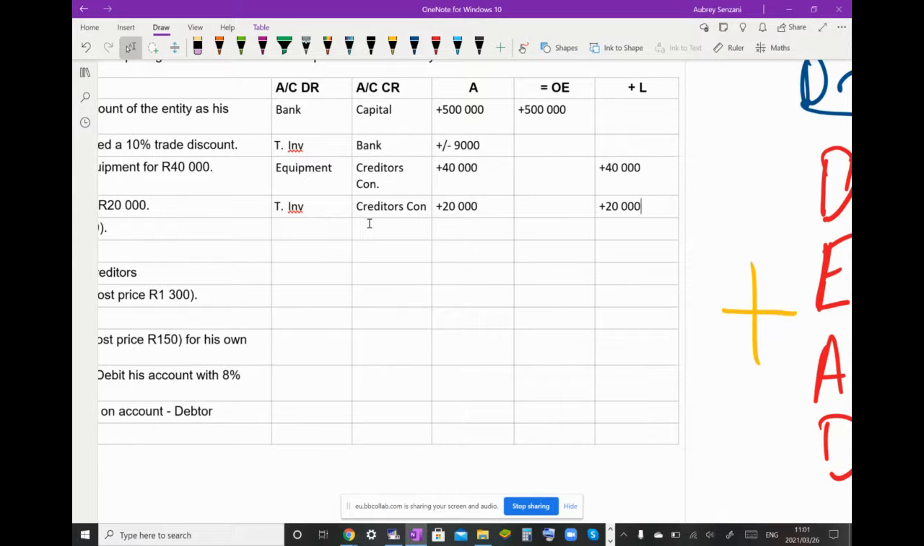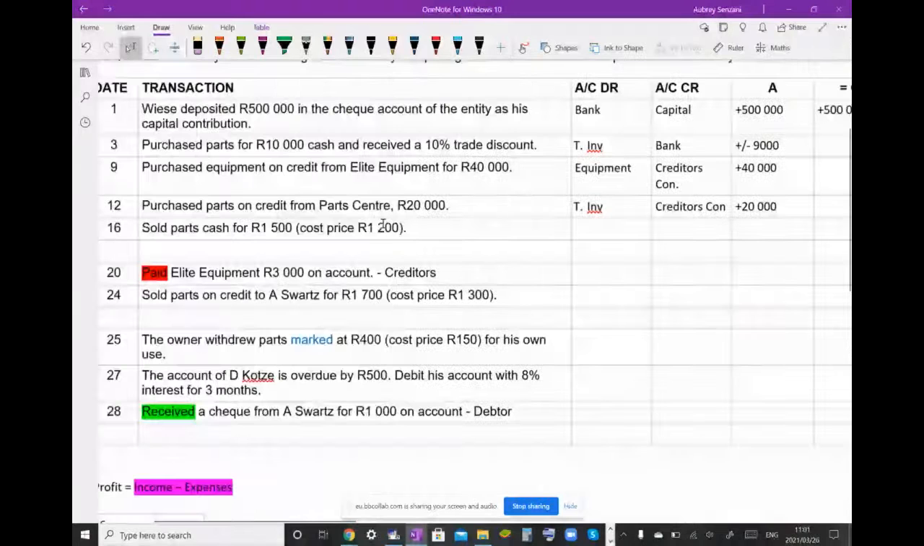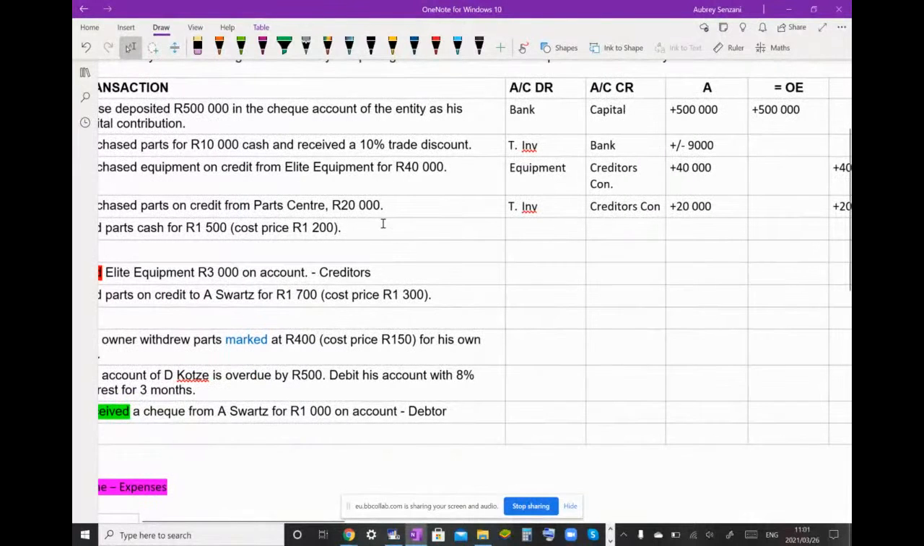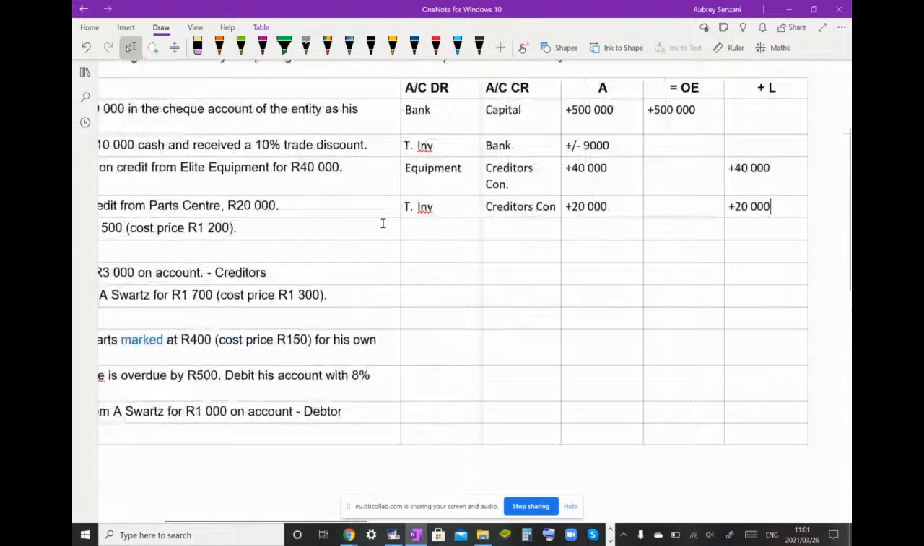Cost of sales and inventory. But we sold them for cash, so it's going to be bank, not debtors. Did we sell for cash? Let's see. Oh yes, we sold for cash. So that is going to be bank.